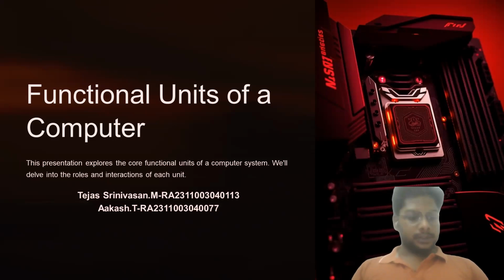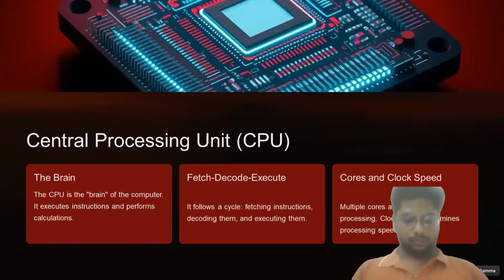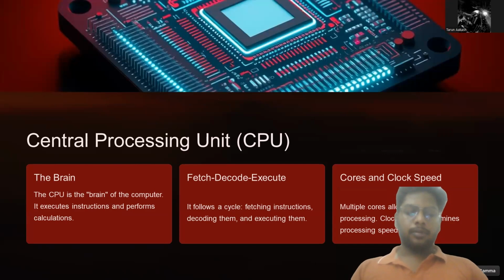Let's see an overview of these functions of the computer. First, let's discuss the CPU. The CPU is often referred to as the brain of the computer. It is the primary component responsible for processing instructions, performing calculations, and managing tasks. It interprets and executes commands from computer programs, making it essential for nearly all functions within a computer.